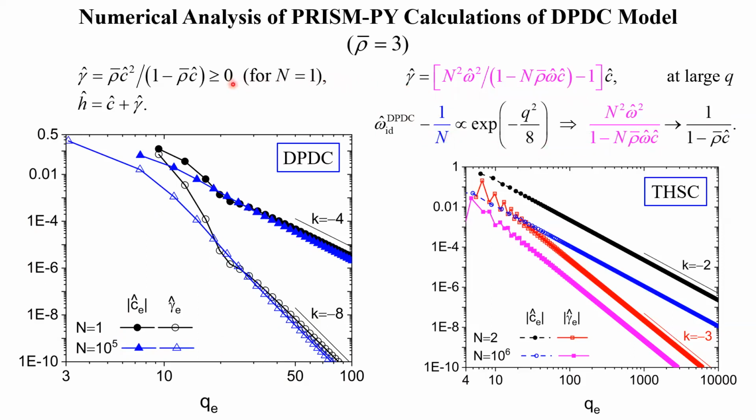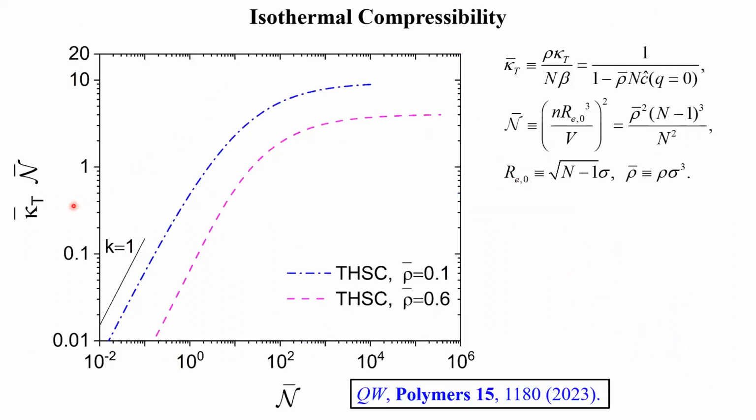With the PRISM PY theory now solved efficiently, this log-log plot shows the normalized isothermal compressibility kappa T bar, which is defined here with kappa T being the usual isothermal compressibility and obtained from the compressibility equation, as a function of the invariant degree of polymerization n bar, which for large n is proportional to n.